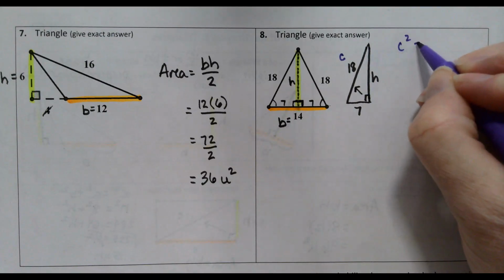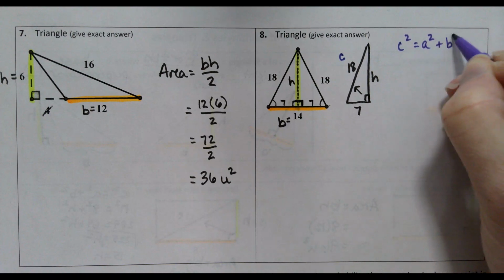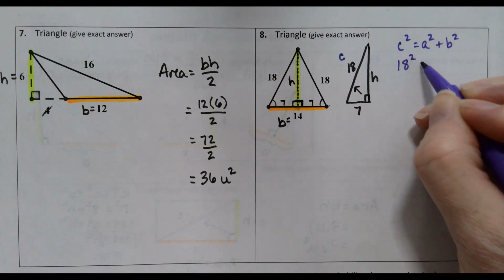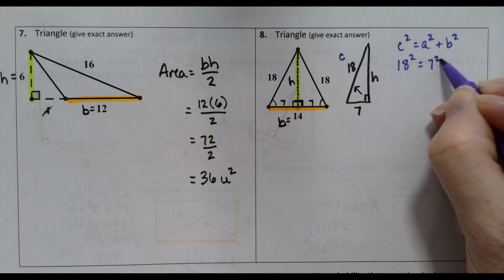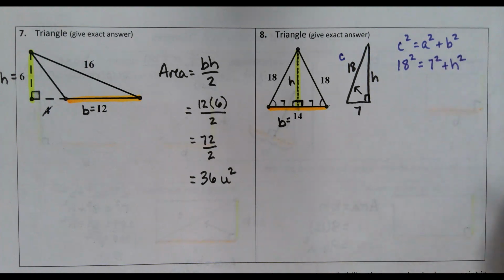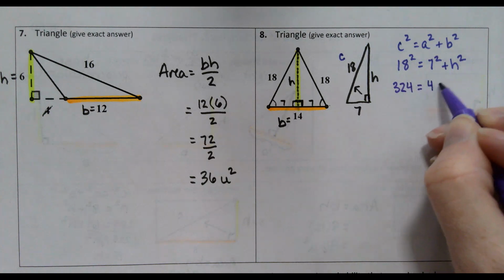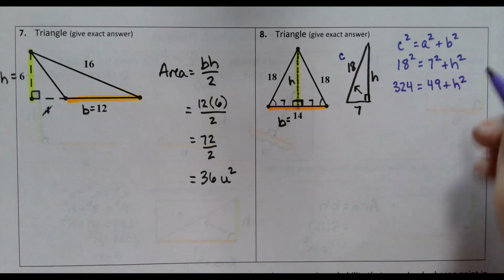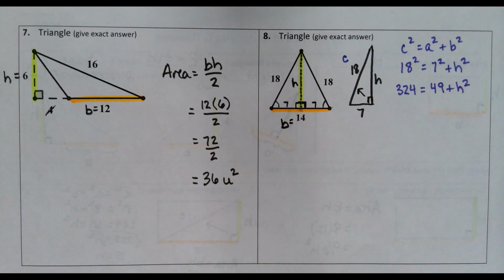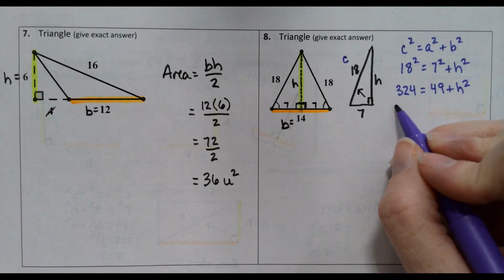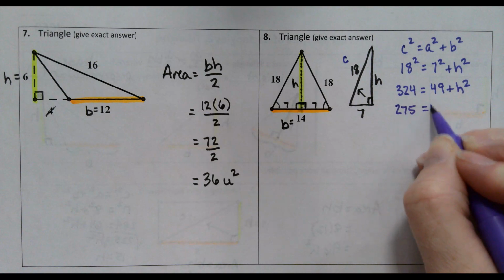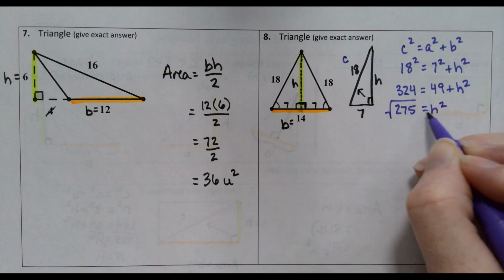So we're going to think about 18 as being the hypotenuse, 7 and h as being the other two sides. 18 squared is 324, and 7 squared is 49. So if I do 324 minus 49, that gives me a 275 for my h squared.